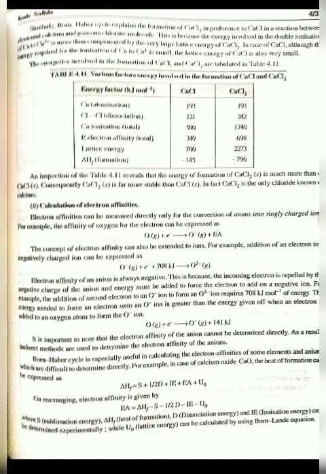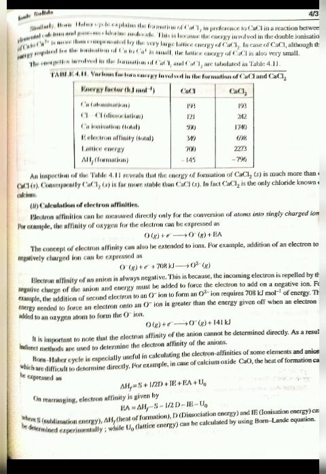Second, calculation of electron affinities. Electron affinities can be measured directly only for conversion of atoms into singly charged ions. For example, the affinity of oxygen for the electron can be expressed as O plus electron gives O negative plus EA. The concept of electron affinity can also be extended to ions. For example, addition of an electron to a negatively charged ion can be expressed as O negative plus electron plus 708 kilojoule gives O2 negative.